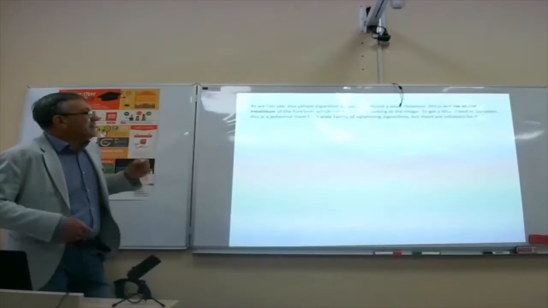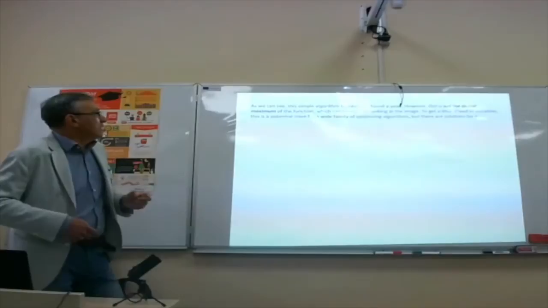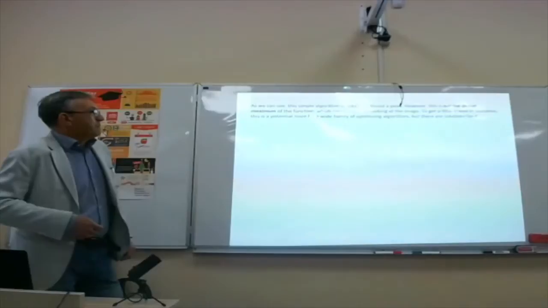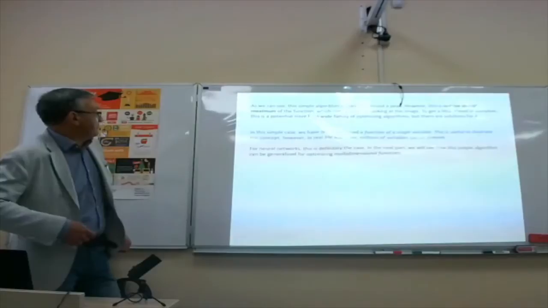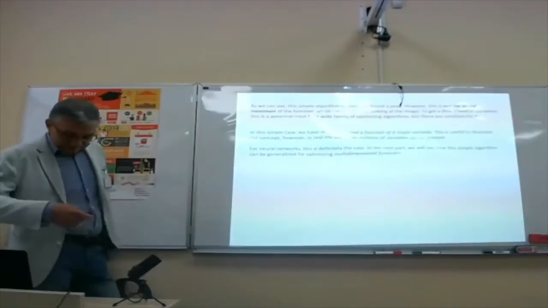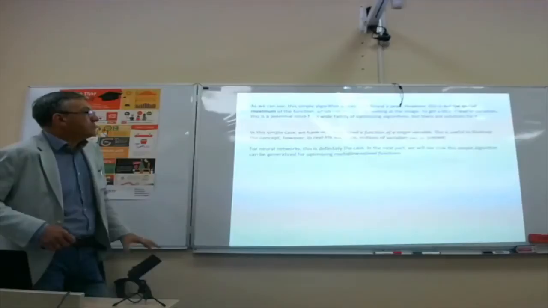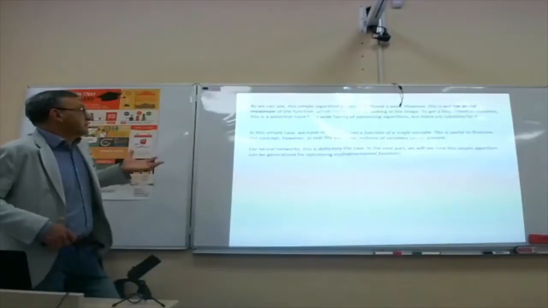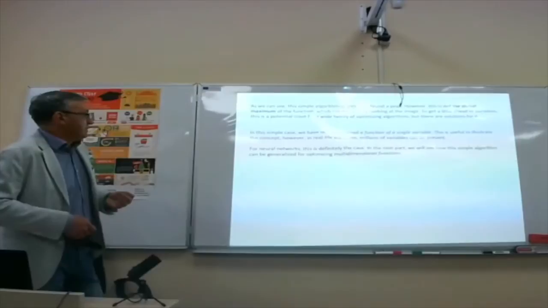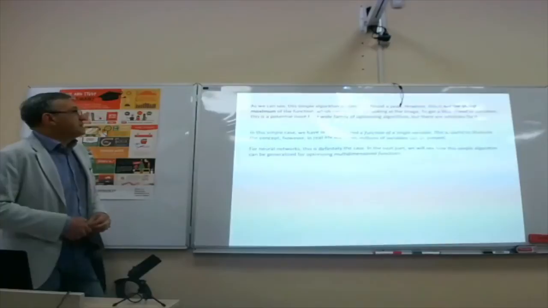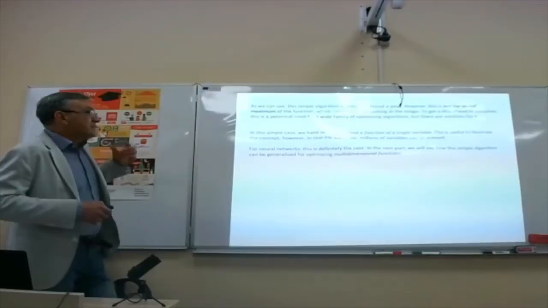To get a little ahead of ourselves, this is a potential issue for a wide family of optimizing algorithms. But there are solutions for it. This is a simple case with one variable, of course. And in this simple case, we have only maximized a function of a single variable. This is useful only to illustrate the concept. But in real-life scenarios, millions of variables can be present. And for neural networks, this is definitely the case. In the next part of the lecture, we consider how to use this approach for multidimensional functions.